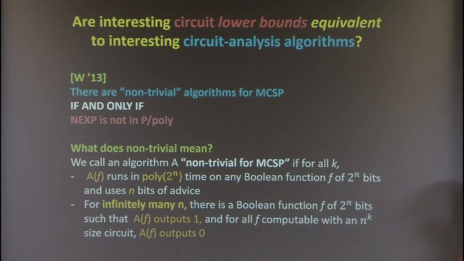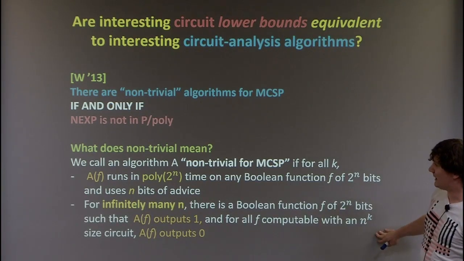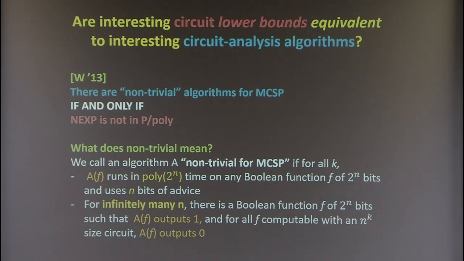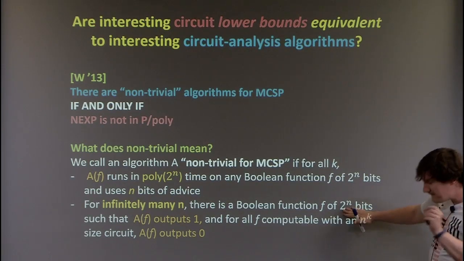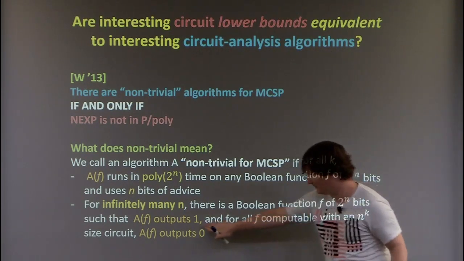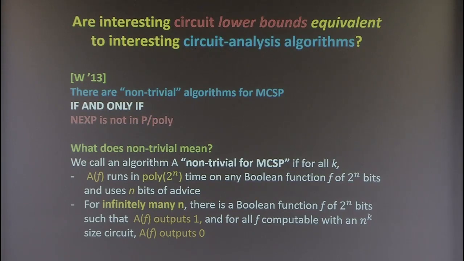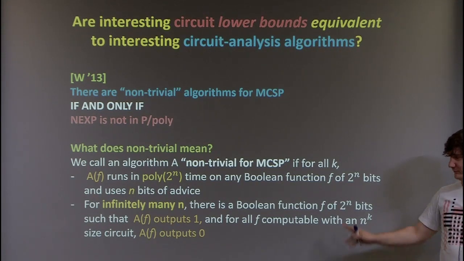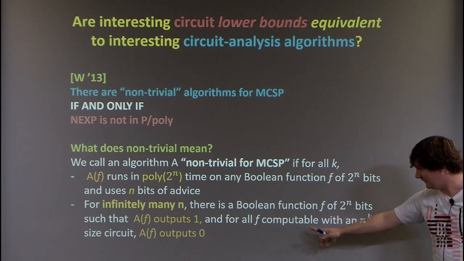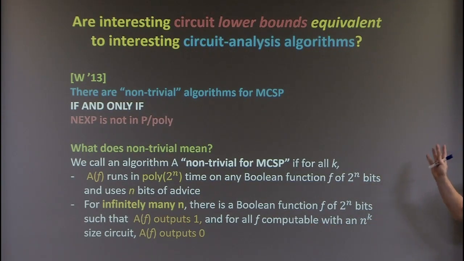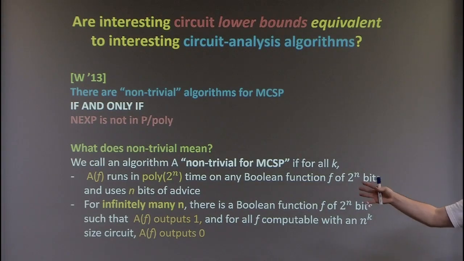And for infinitely many n, this algorithm is going to be non-trivial. It's going to work. So there's going to be some Boolean function on 2^n bits on which it outputs 1, where 1 means hard, and on all functions computable with a polynomial-size circuit, so n^k-size circuits, it's going to output 0. It's going to say it's easy. You see, this is very, very weak. Instead of saying it needs to work on a good fraction of the inputs, I'm just requiring that it works on one function. At least one function is hard, all the easy things are easy, and I don't know about the rest, and I'm doing this for infinitely many n, okay?